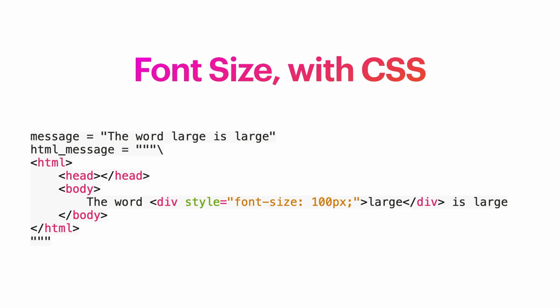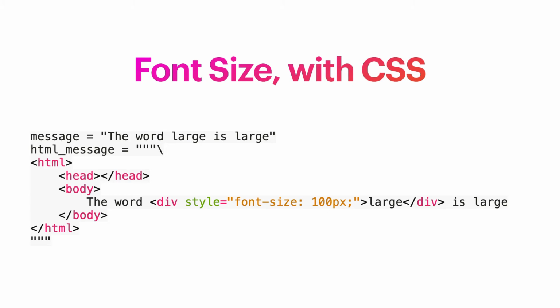Next, you can also change the font size using CSS. So you can say message is equal to the word large, and once again we create that multi-line string called HTML message. We open and close HTML tags, head tags, and inside of our body, this time we style the word large with a font size of 100 pixels. And it is actually pretty large. So if you run the code, you can test it out. And yeah, that's it for HTML modification.